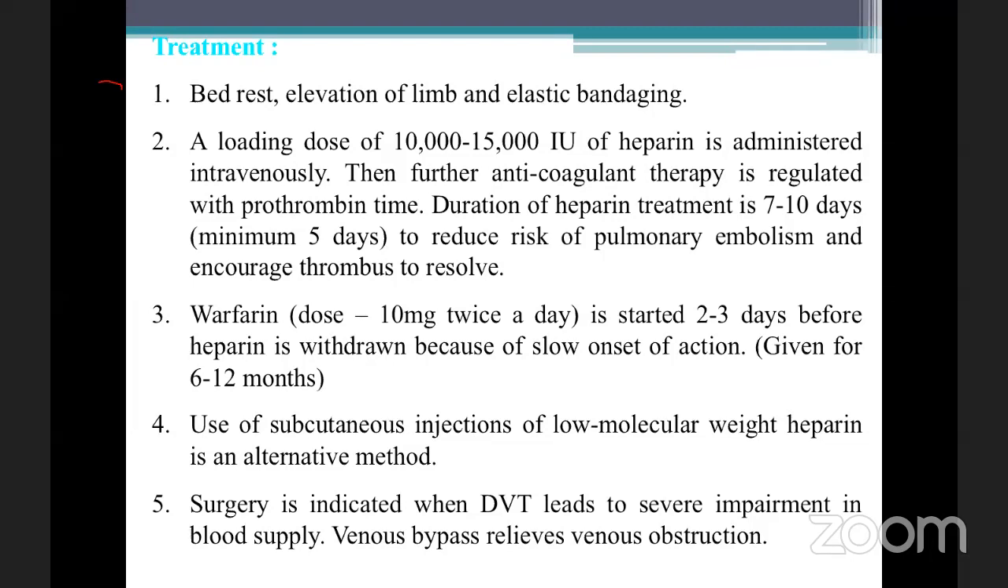So you need to make sure that the patient is on the bed with the limb elevated, and a loading dose of 10,000 to 15,000 international units of heparin is administered intravenously. Heparin treatment has to be continued for 7 to 10 days. Heparin is a short acting drug, whereas warfarin takes some time to start. So before you withdraw the heparin, you need to start warfarin 2 to 3 days in advance. And you need to place inferior vena cava filters if there are chances of pulmonary embolism, if you think there is progression of thrombus proximally.